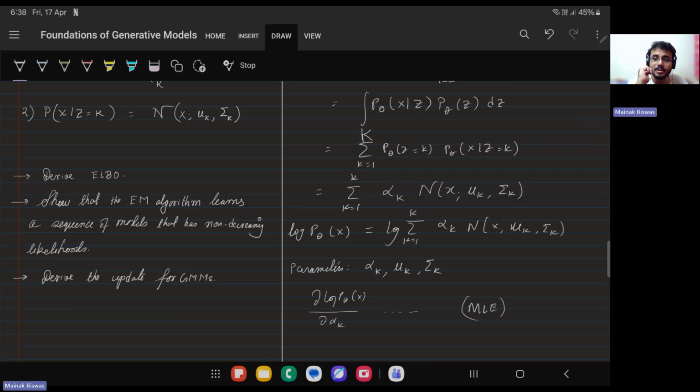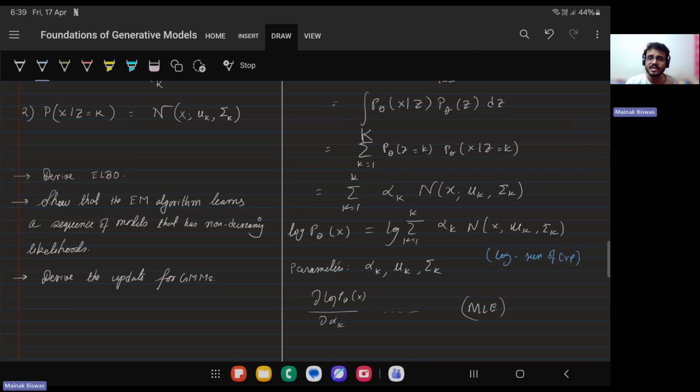But this entire problem is a bit difficult because you have a log sum of expectation. Once you have a log of sum, these mu k's and sigma k's are intermixed with one another. And it makes solving this equation a very computationally intensive process and a difficult, intractable problem at the end of the day.